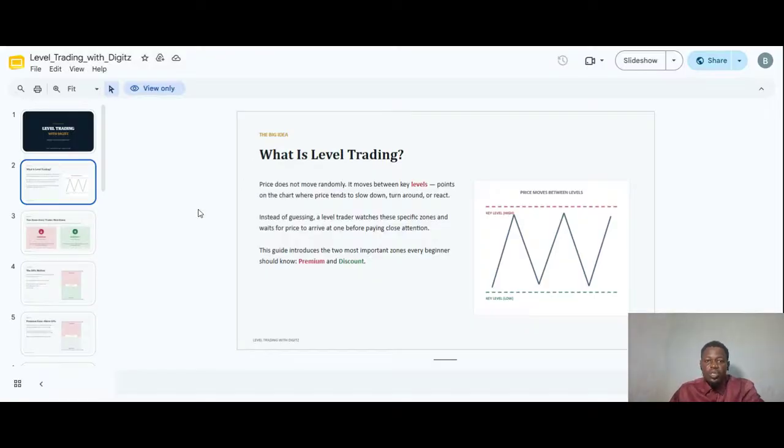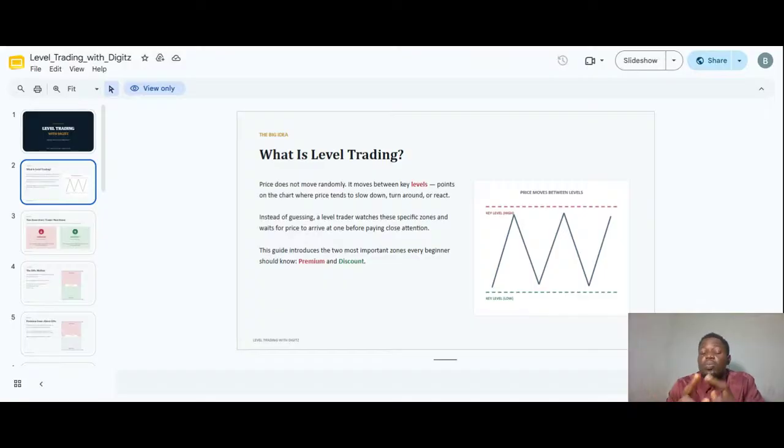Now what is level trading? Basically, this is what level trading is.